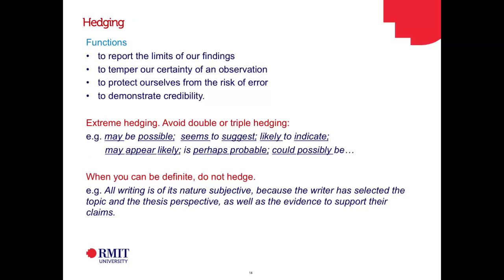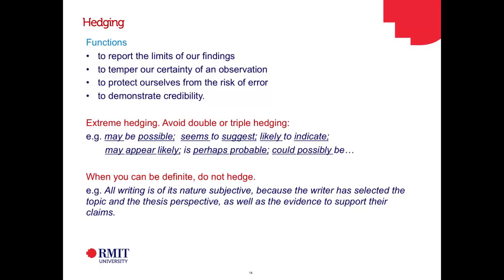We use hedging to report the limits of our findings. We use it to temper our certainty of an observation. We use it to protect ourselves from the risk of error and to demonstrate credibility. But be careful that you don't hedge too much so the reader thinks you have no confidence in your research claims. These examples of double and triple hedging are excessive.